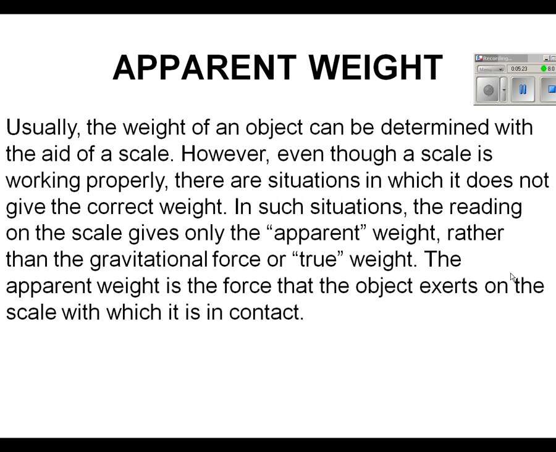Usually the weight of an object can be determined with the aid of a scale. However, even though a scale is working properly, there are situations in which it does not give the correct weight. In such situations, the reading on the scale gives only the apparent weight, rather than the gravitational force or true weight. The apparent weight is the force that an object exerts on the scale with which it is in contact. So the apparent weight is what the scale will read.